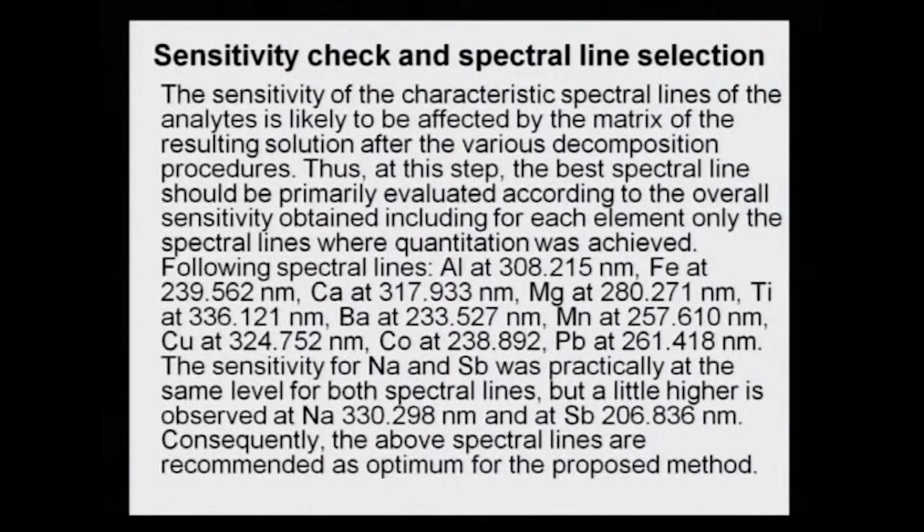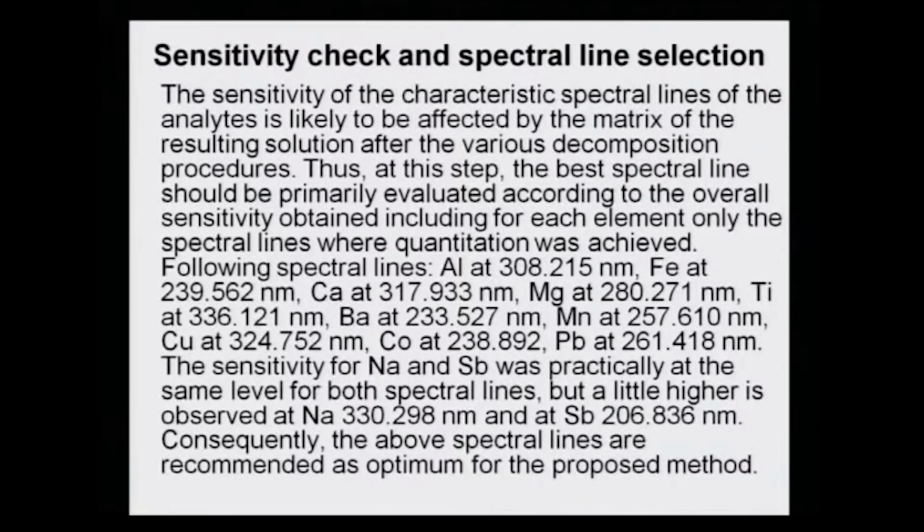Now, you see they are fairly between the range of 308 to 261, and 233. Different spectral lines for different elements were specifically chosen. The sensitivity for sodium and antimony was practically at the same level for both spectral lines, but a little higher is observed at sodium 330.298 nanometer, and for antimony it was 206.836 nanometer. Since they were very close originally, two different lines were chosen for sodium and antimony, so they can be separated out and there should not be any confusion whether this line and this concentration belongs to sodium or antimony.